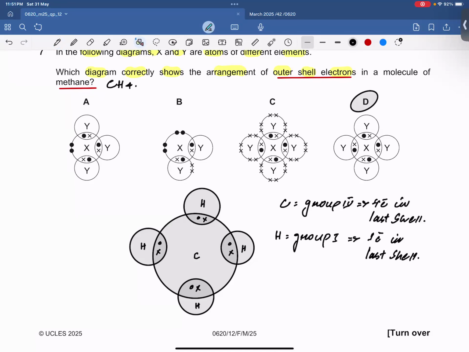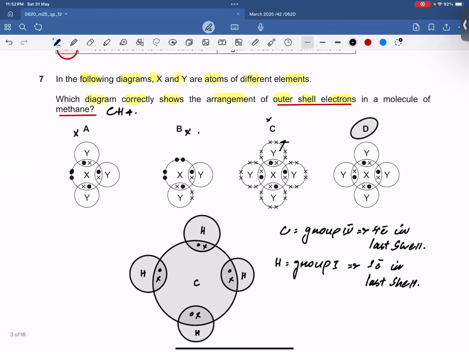By the way, this option is incorrect because hydrogen has only 1 valence electron. Carbon has 4 valence electrons, whereas this shows 6 valence electrons, which is why it's also incorrect. Carbon shows 4 valence electrons, so 1, 2, 3, 4, and this one is 5. So it's also wrong. Okay. That's question number 7, guys. Let's move on to the next question.